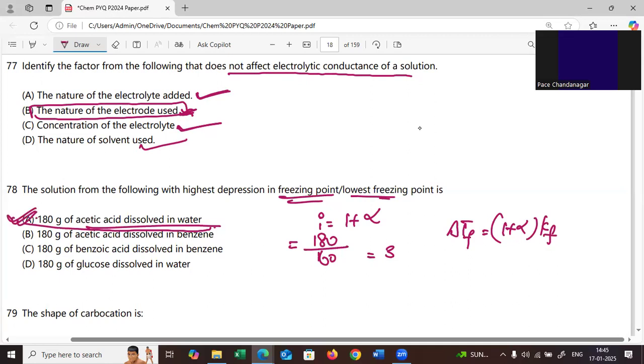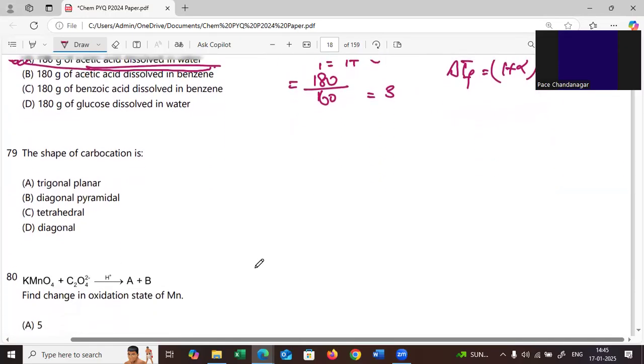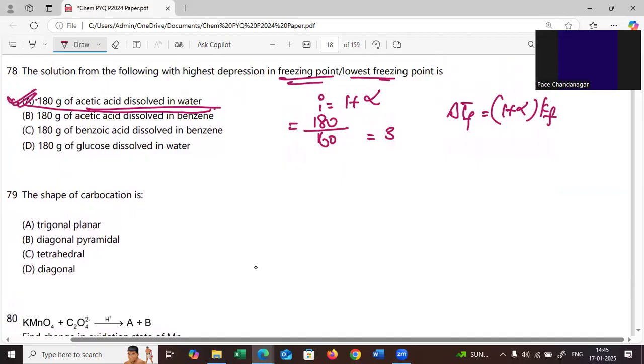Option A is your answer, because acetic acid dissolved in water will be more ideal. Benzoic acid in benzene and all, they will be dissolved, right? So with water you can go with this part. And glucose cannot dissolve in water, definitely. No, sorry, glucose can be dissolved in water. I'm so sorry.